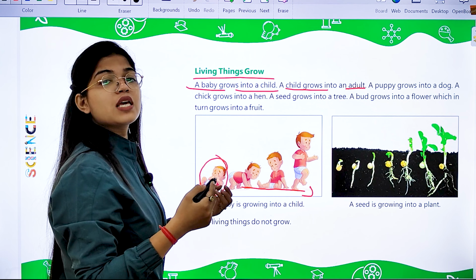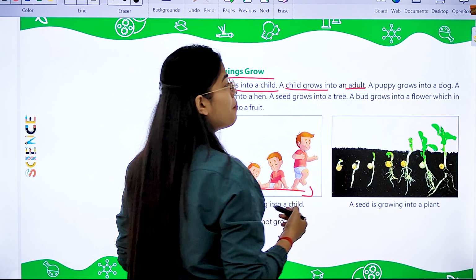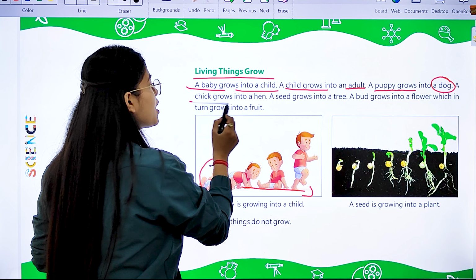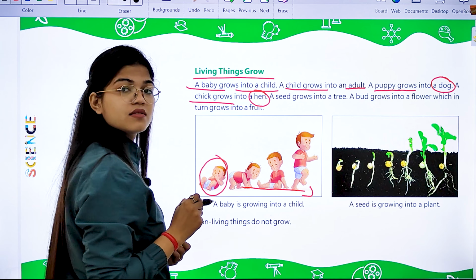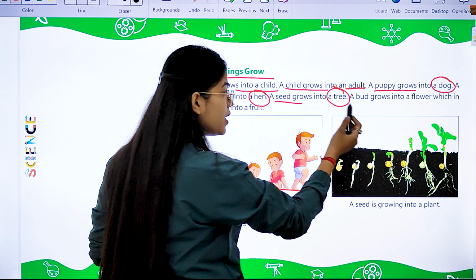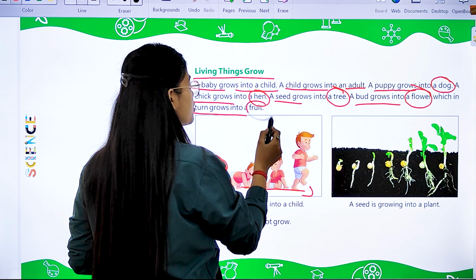Why? Because it is a living being. Similarly, a puppy also grows into a dog. A chick grows into a hen. A seed grows into a tree. A bud grows into a flower, which in turn grows into a fruit.